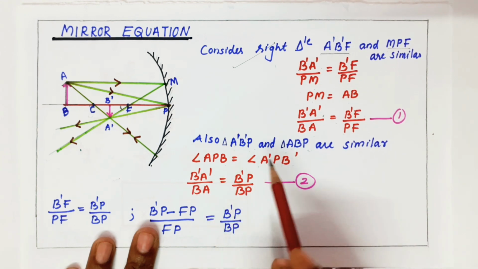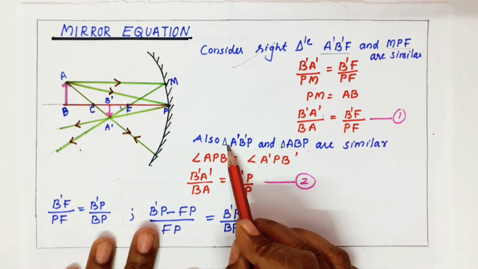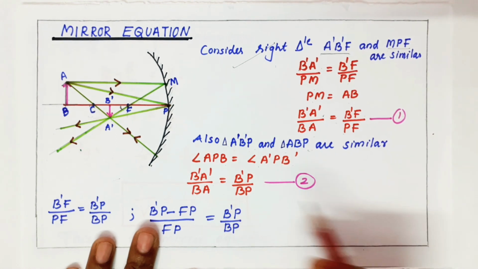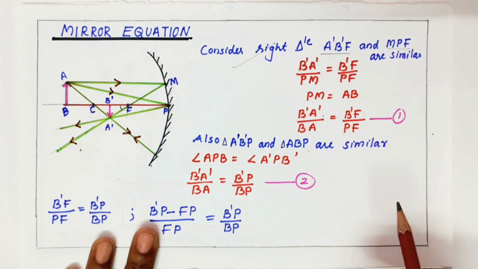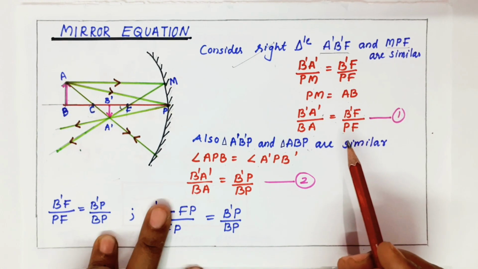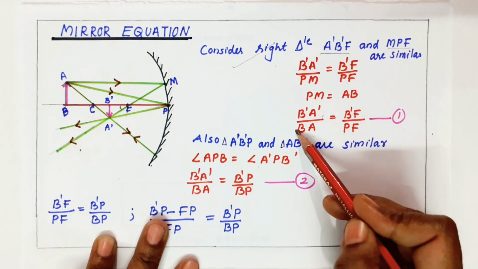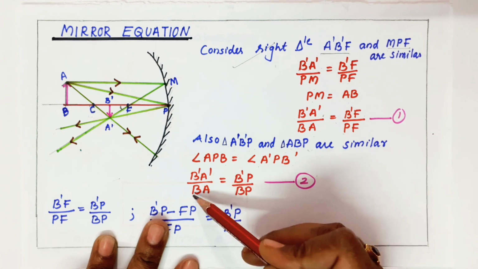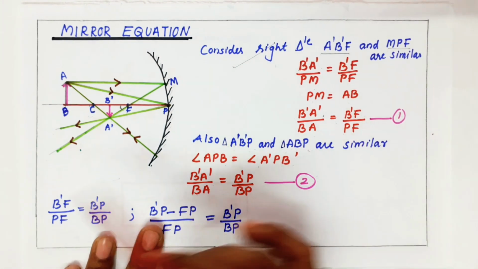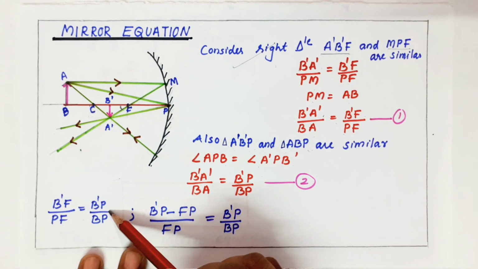So from here also you do the same thing. B dash A dash by BA is equal to B dash P by BP. Equation number 2. These 2 equations, if you are equating, what will happen? If you see equation number 1 and 2, B dash A dash by BA, this also B dash A dash by BA. So we can equate the right sides. Right sides, B dash F by PF equals B dash P by BP.